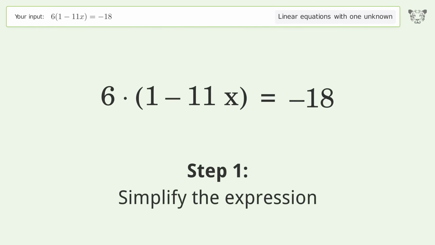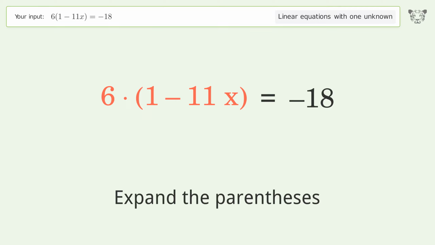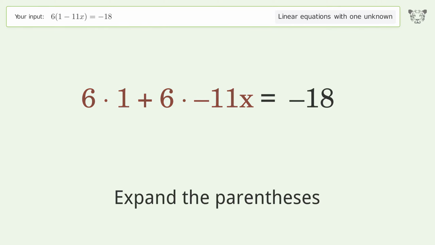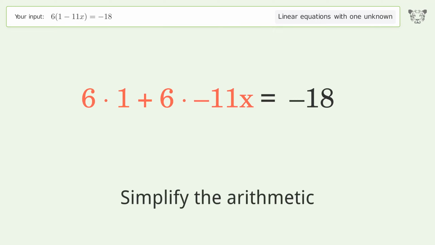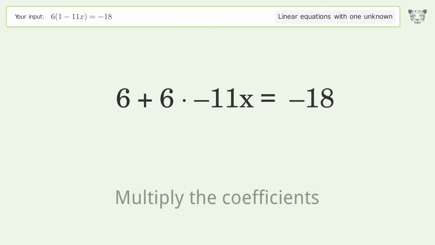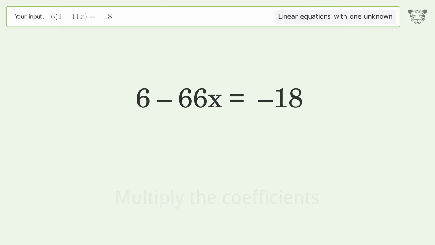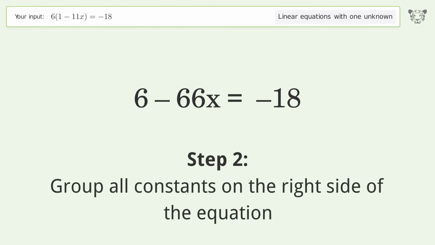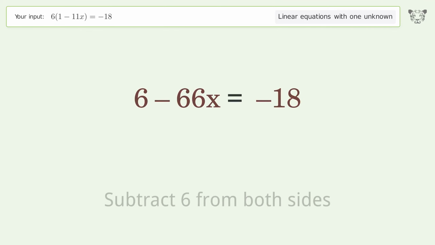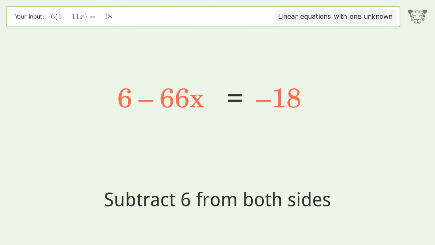Simplify the expression. Expand the parentheses. Simplify the arithmetic. Multiply the coefficients. Group all constants on the right side of the equation. Subtract 6 from both sides.